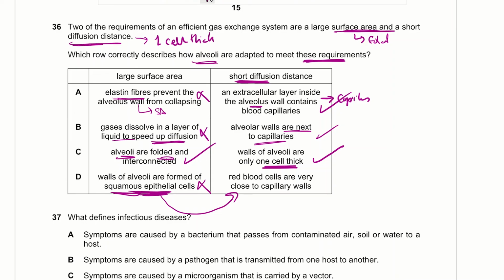Now, red blood cells are very close to the capillary walls. This is also a reason why. However, only C contains both of them correct, therefore the answer is going to be C.